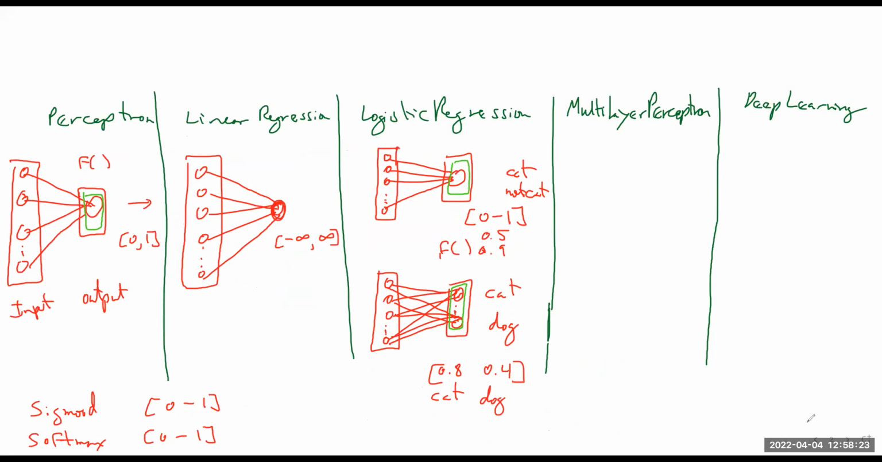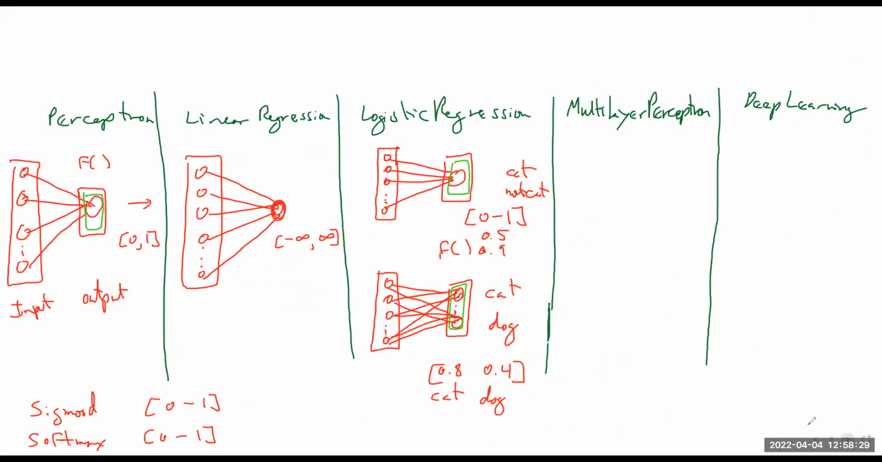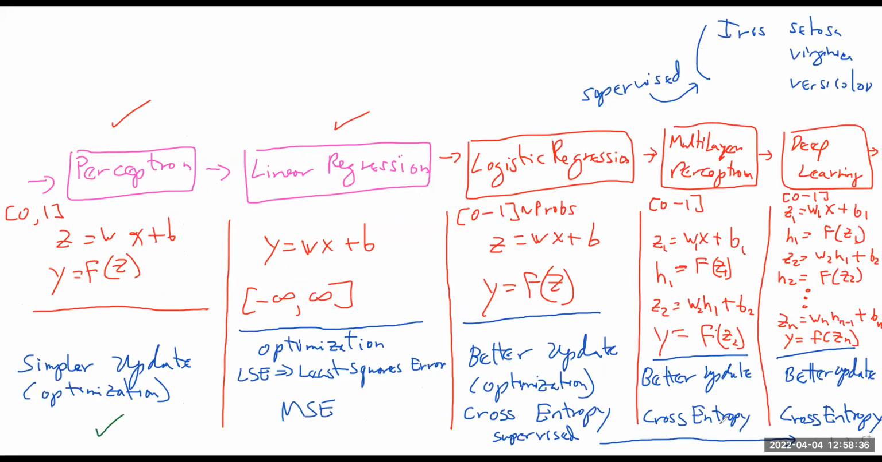If you notice, in the previous slide we looked at it from the functional point of view. Now we're just looking at it from the architecture diagram point of view. Then we'll wrap up today with the blue part here, the update. The update is based on the optimization, the loss function.